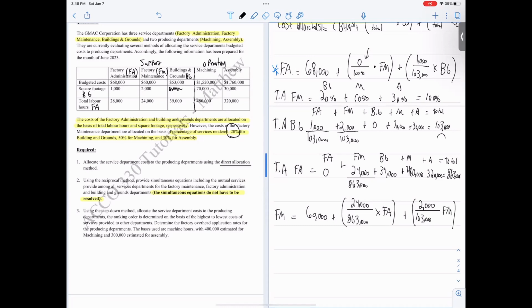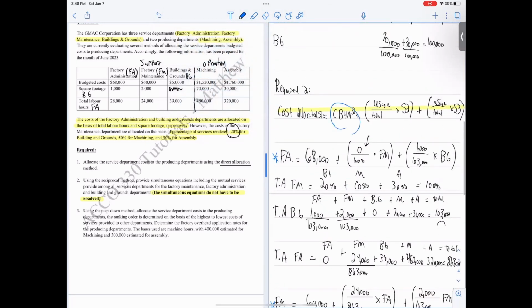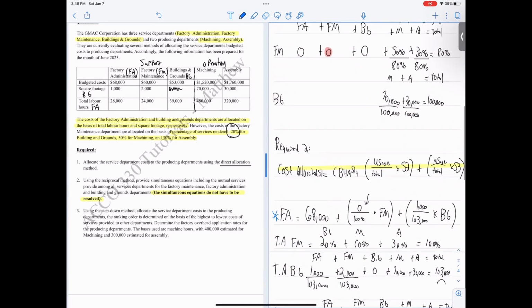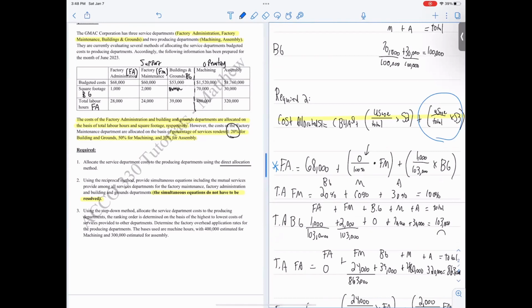Factory maintenance. There we go. That is our equation number 2. So it's the cost before allocation plus the amount of use of the first support department, in this case factory admin, plus the amount used of the second support department, or in this case the third, because there are 3. And that would have been building and grounds.